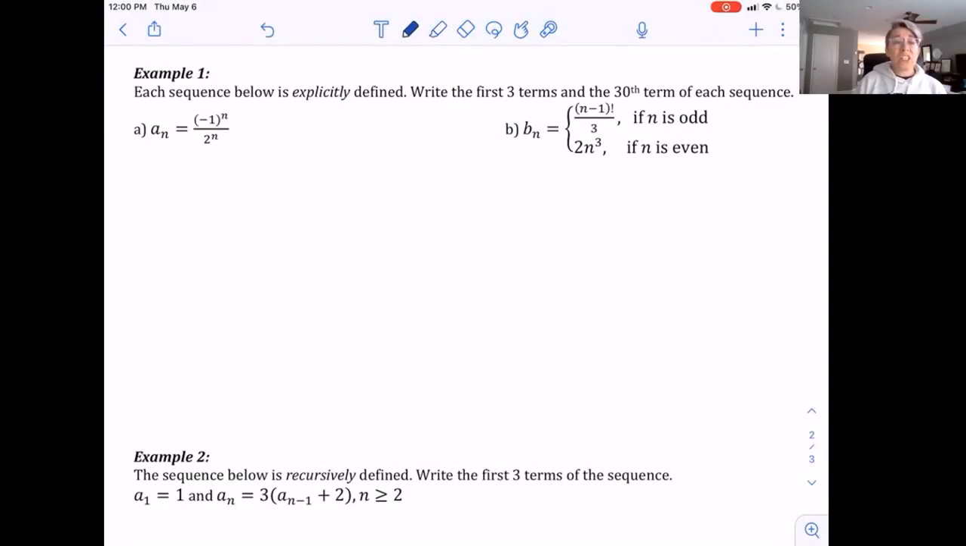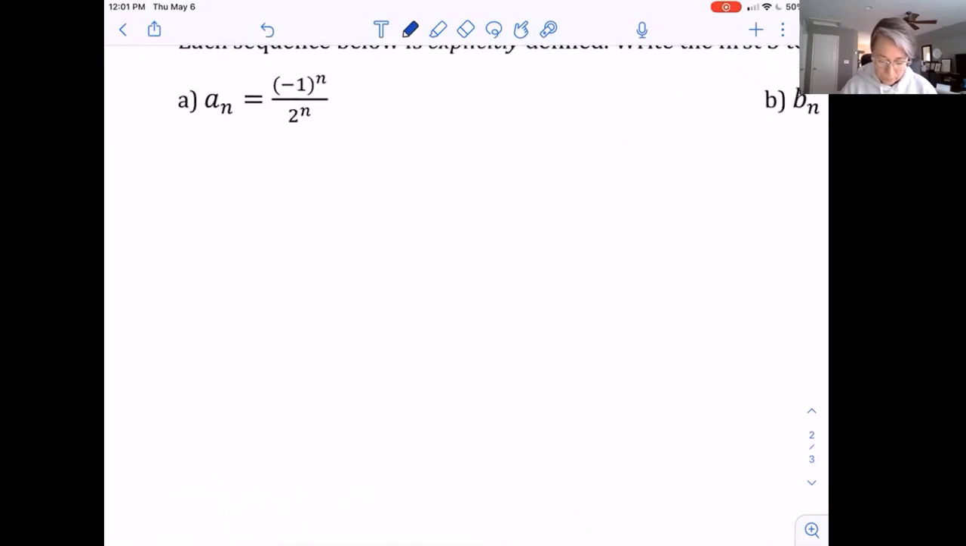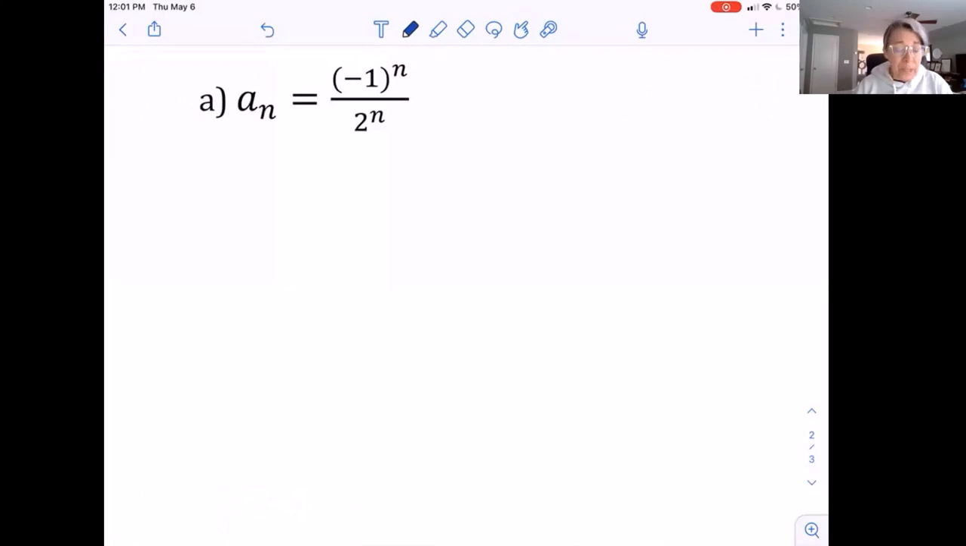So in example 1, each sequence is explicitly defined. In other words, it's giving us a formula where we can go directly to the nth term. We want to write the first 3 terms and then skip to the 30th term of each sequence. So for example A, in order to find the first term, we plug in 1 everywhere there's an n.